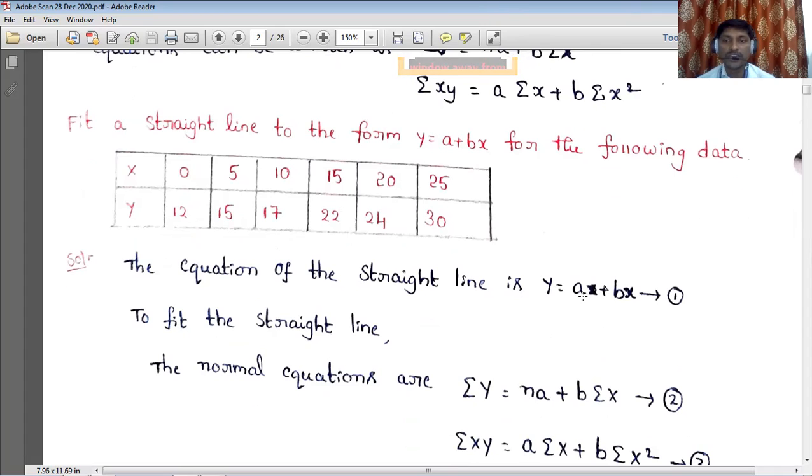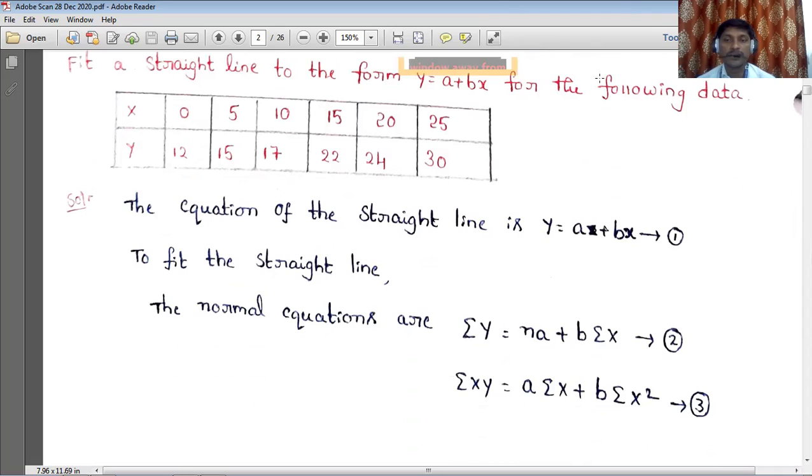So y is equal to a plus bx. Next, for fitting a straight line, we require the normal equations. Those normal equations we wrote, so that only we wrote it now.